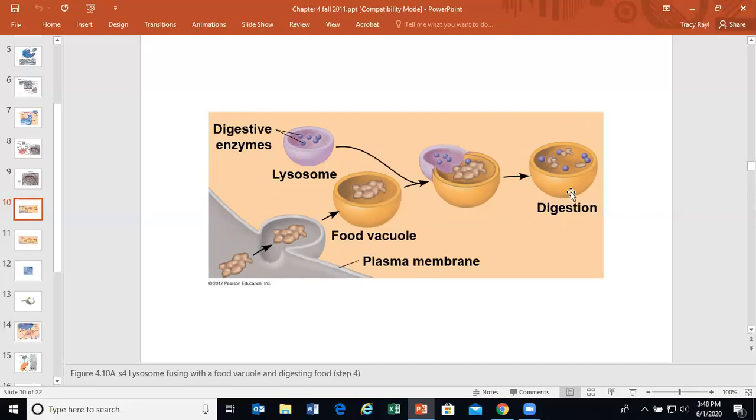So this slide is looking at digestion, where you've got a food vacuole, so you have this large protein or carbohydrate being brought into a cell. The lysosome will fuse with it, and then that hydrolytic enzyme will digest that food.